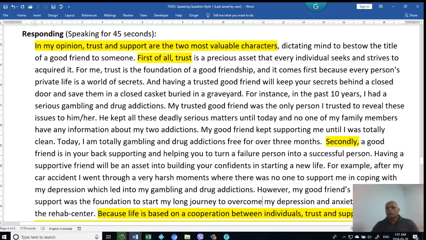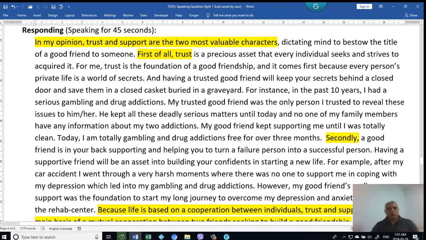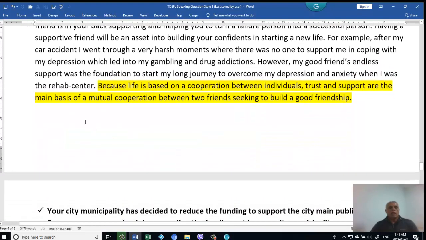However, my good friend's endless support was the foundation to start my long journey to overcome my depression and anxiety when I was in the rehab center. Then we have to conclude it. Because life is based on cooperation between individuals, trust and support are the main basis of mutual cooperation between two friends seeking to build a good friendship. Okay, that's how we conclude it.